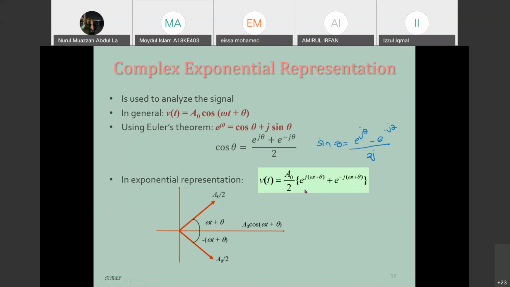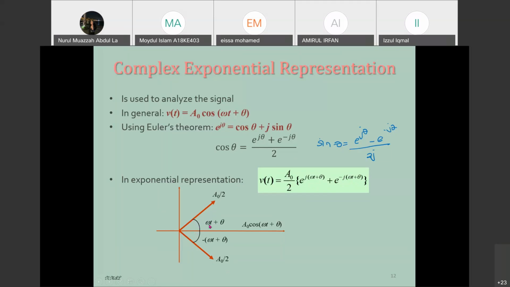So the equation becomes A naught over 2, exponent j, with the j outside the bracket, and then inside the bracket you put omega t plus theta, plus exponent negative j, and then inside the bracket omega t plus theta as well. Okay, must be the same. Omega t plus theta must be the same inside the bracket. And then to plot here, we have A naught over 2 on the positive side, and A naught over 2 on the negative side because of this phase.